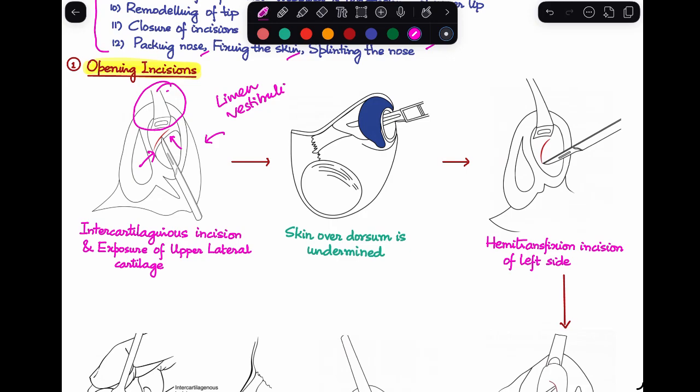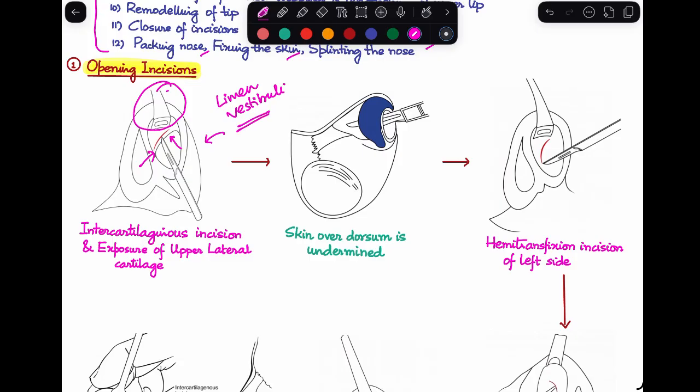After giving the incision, we are going to incise the mucous membrane, which is joining the upper as well as the lower lateral cartilages. Now, the incision has to be long enough so that you're getting adequate exposure of the dorsum of the nose. So that's something that you need to look at.